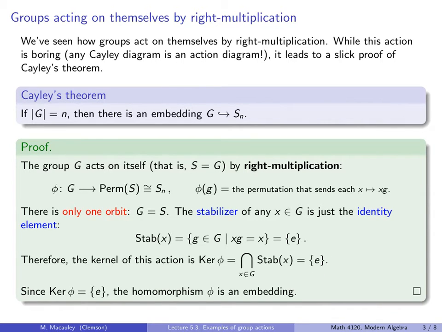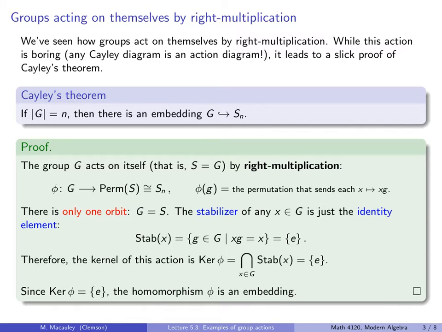Since the kernel of phi is just the identity, then this homomorphism phi is an embedding. And that's exactly what Cayley's theorem says. There is an embedding from G into Sn. And that finishes the proof.